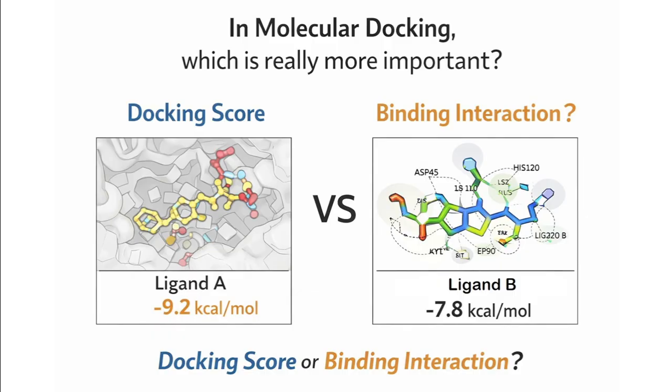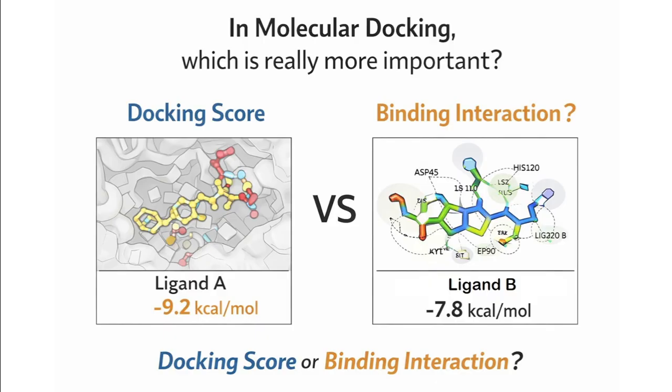So, in molecular docking studies, many researchers focus mainly on one thing, that is the docking score. And they usually select the ligand that shows the highest docking score and think that it will be the best inhibitor for the target protein. But the important question is whether docking score alone is enough to select the best ligand, or should we also pay attention to the binding interaction between the ligand and the protein. In this video, I will explain why both of them are important in virtual drug screening.